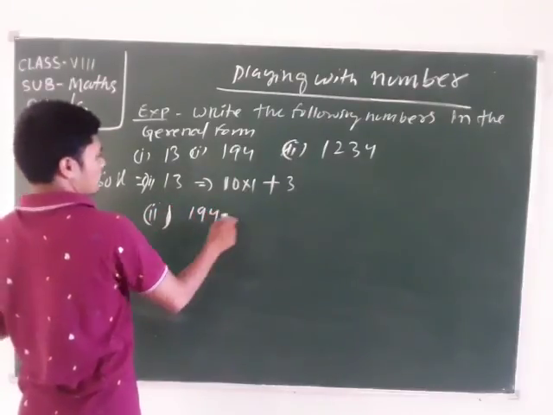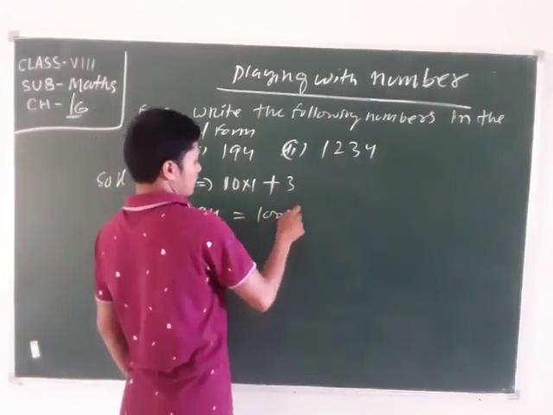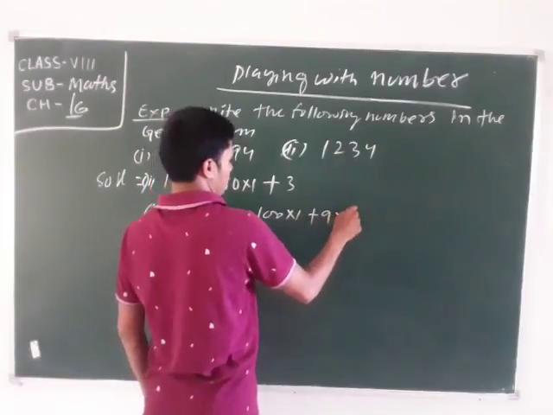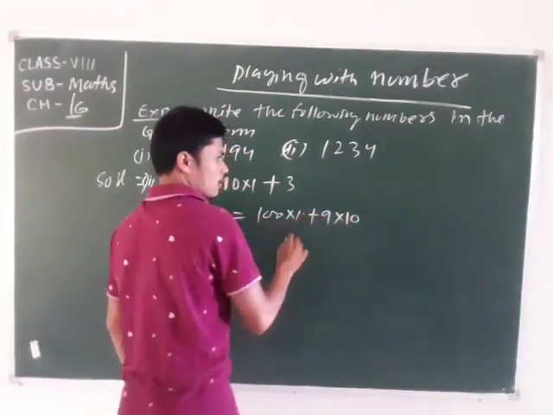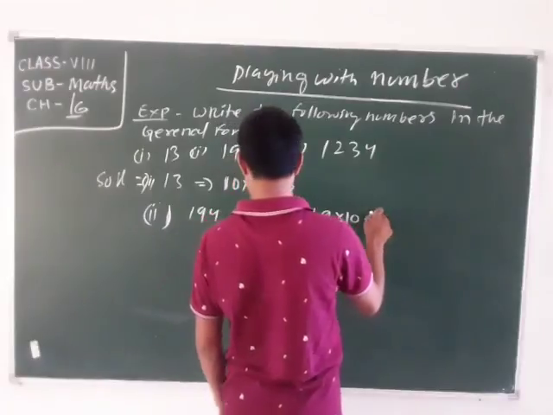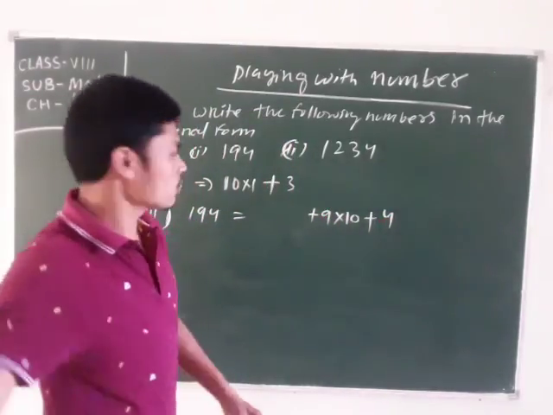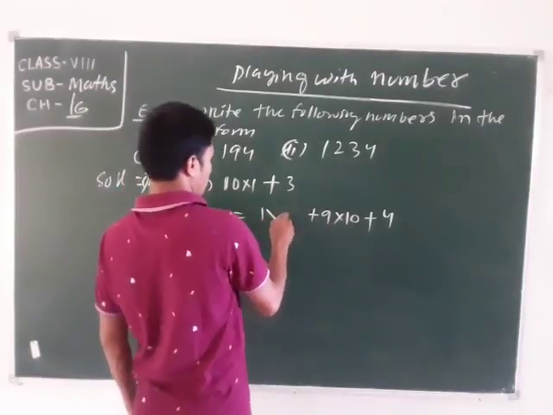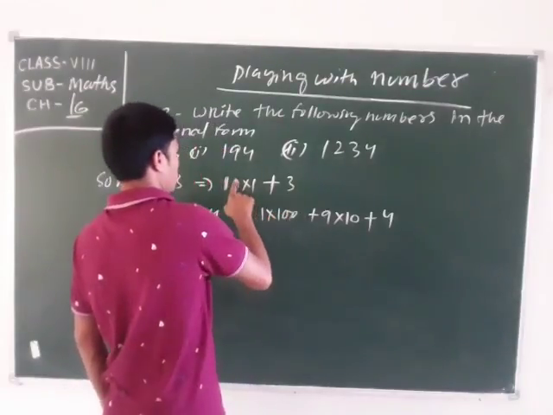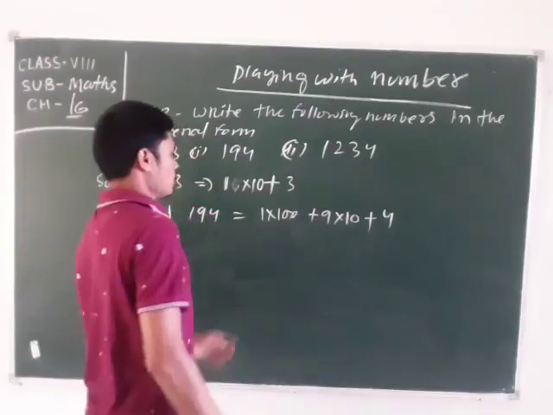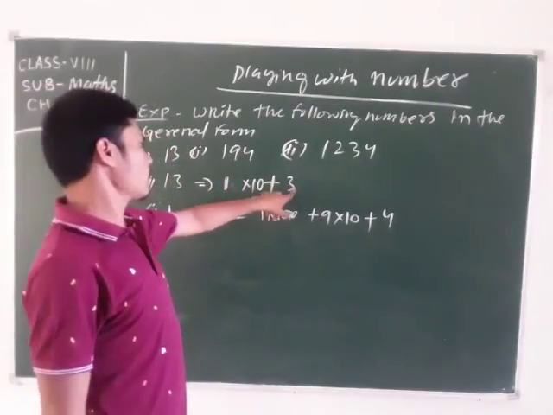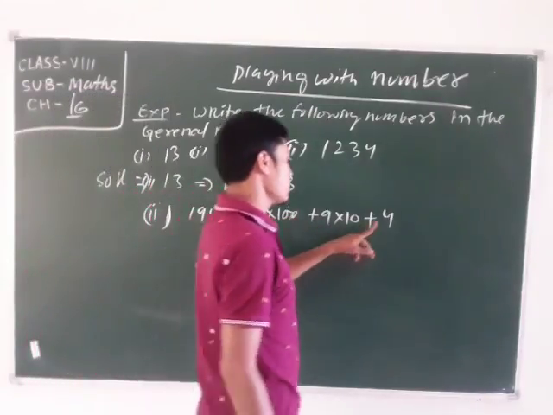194 is there. That means what? 100 into 1, 9 into 10 is what? 9 into 10 plus 4 is there. How can you solve with the answers? Also we can write it 1 into 100. Here is 10 now. 1 into 10 plus 3, or 1 into 100, 9 into 10 plus 4.